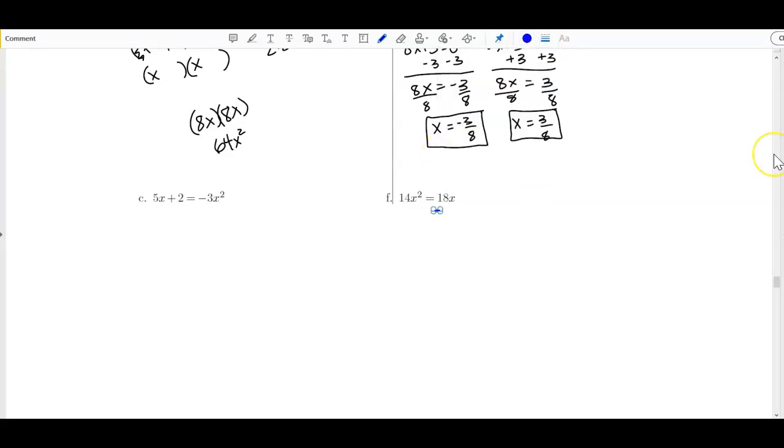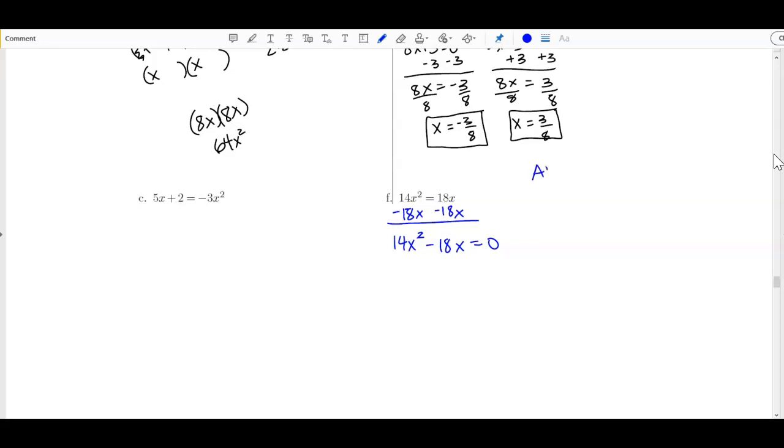So if I subtract the 18x over, then I get 14x squared minus 18x equals 0. Okay, now what can I do from here? Anybody have an idea? Do you guys see any greatest common factors?